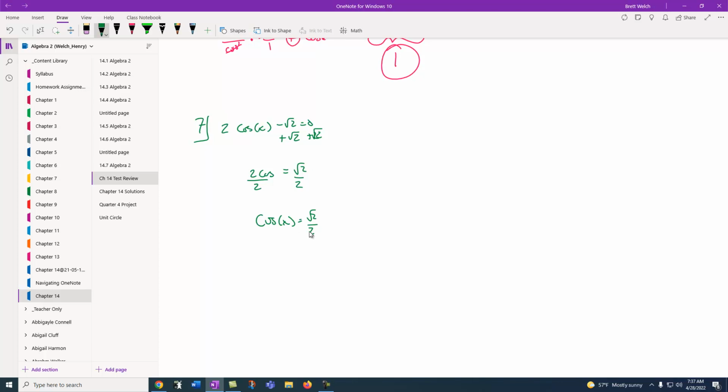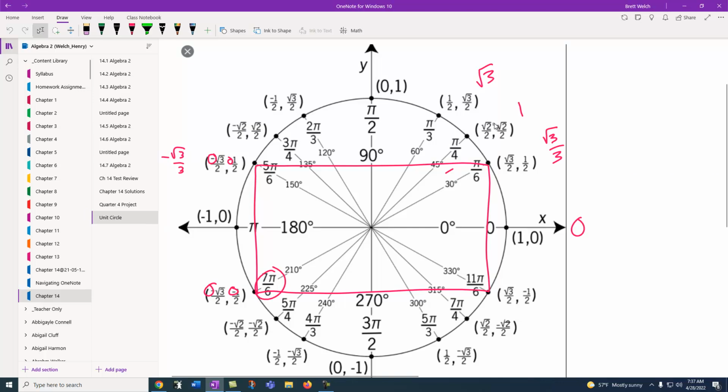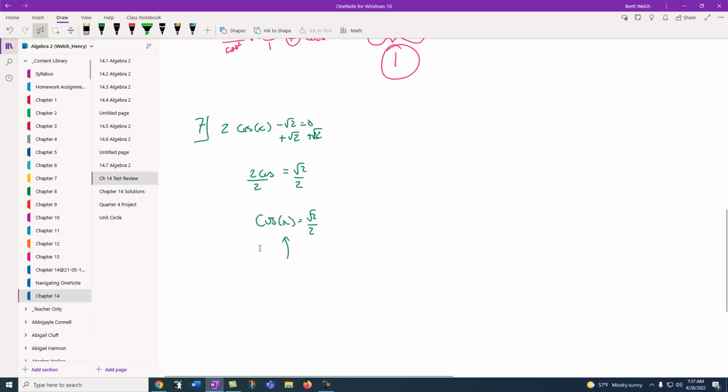Now you need to give me the answers for when this is true. This is about going to the unit circle and finding the places where the x is root 2 over 2. There are 2 places. Our 2 places are pi over 4 or 7 pi over 4. Now I say to answer in general form, so that means we add 2 pi n to both of those answers.